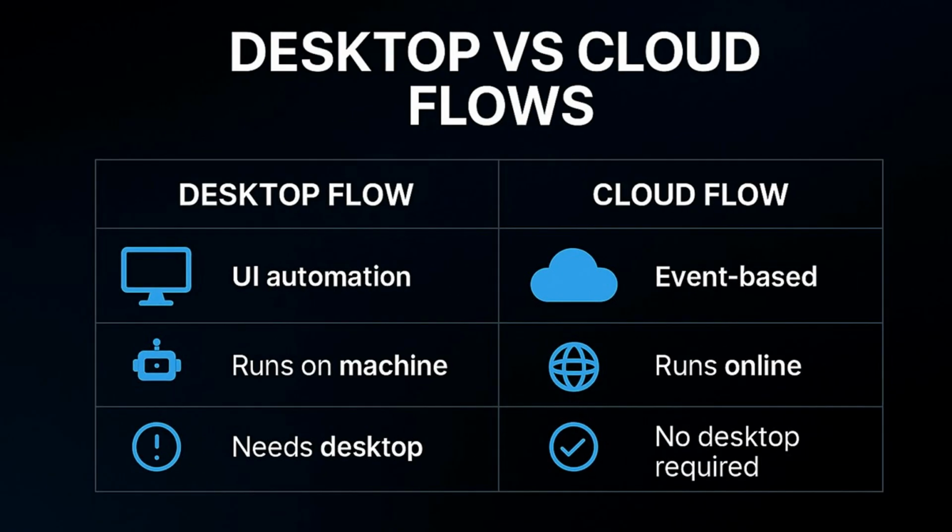Now let's understand the difference in a simple way. Desktop flow is like doing work manually using your system. It interacts with applications and performs actions step by step. Cloud flow is like automation running automatically in the background, triggered by events. So, desktop equals UI-based automation, cloud equals event-based automation.